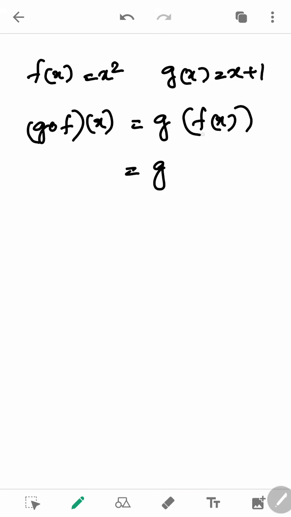What is f of x here? It is x square. Right? What is g of x square? How can you find g of x square?